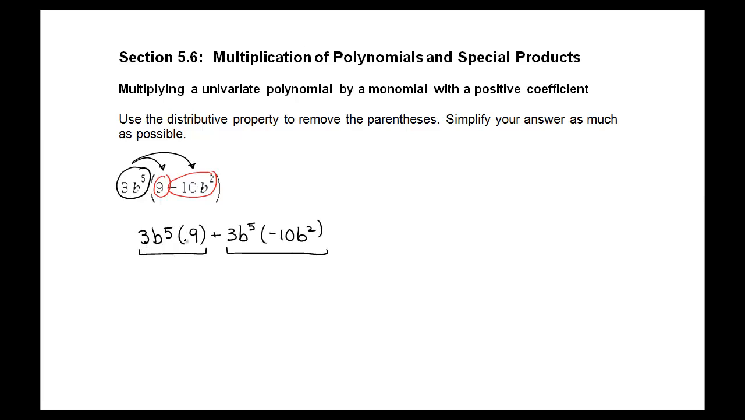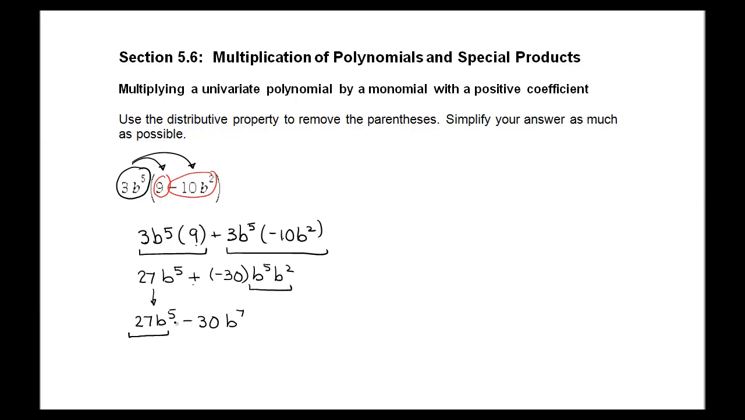So if I look, I have 3 times 9, that's going to give me a 27, and I have a b to the fifth out here. And I'm going to add, I have a 3 times a negative 10, which is a negative 30, and I have a b to the fifth and a b squared. Okay, so I'm not quite done. This term is done, so I have 27b to the fifth, and this just becomes minus 30. And since my b's are the same bases, I simply add my exponents, and I get b to the seventh. Okay, so now you ask yourself, well, are we done?